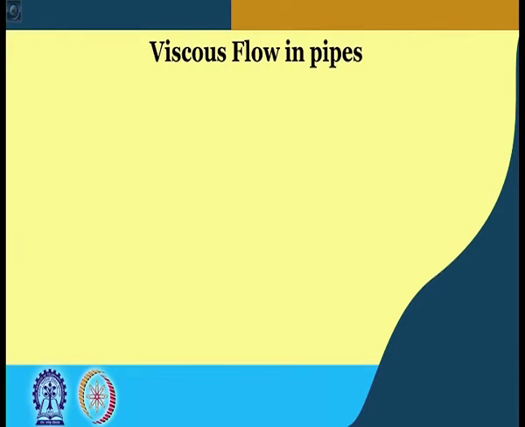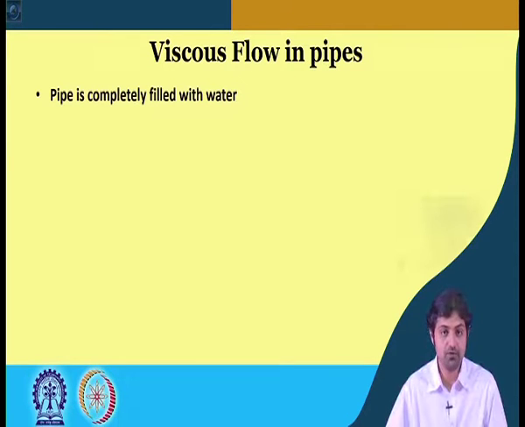So to get started, one of the important things that you must know is that the flow in pipes is viscous in nature. Therefore, we call it viscous flow in pipes. An important property of a pipe flow is that the pipe is completely filled with water or any other fluid, whichever it can be. It can be with oil or anything, but the pipe should be completely filled with it.